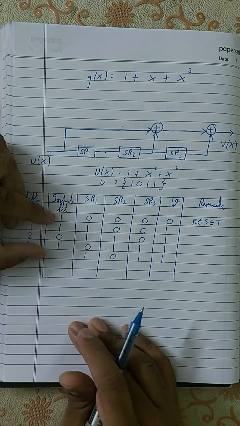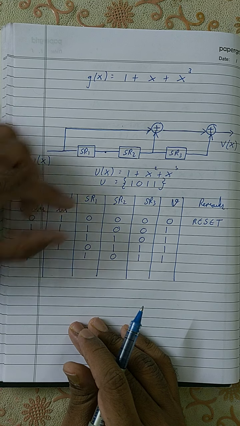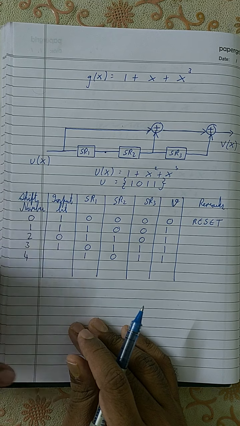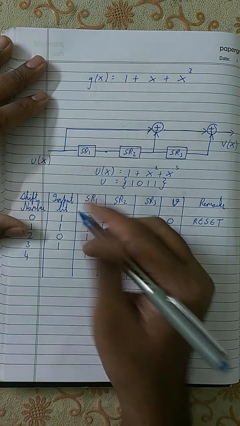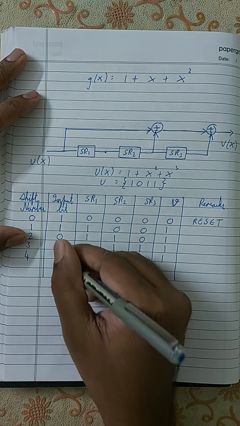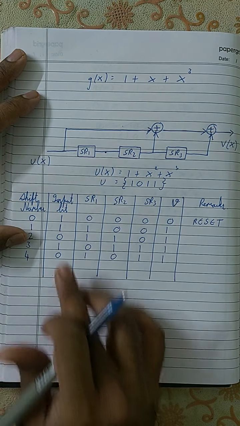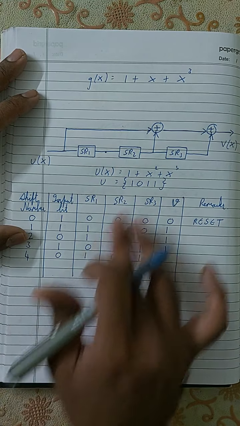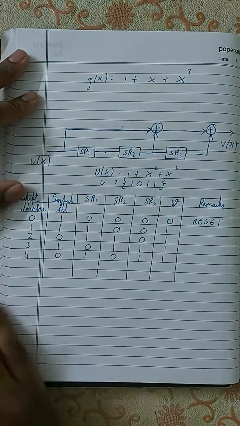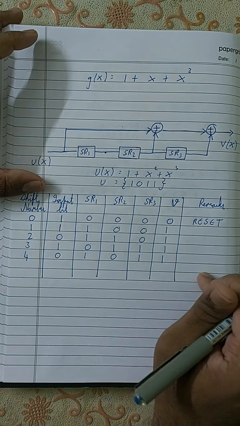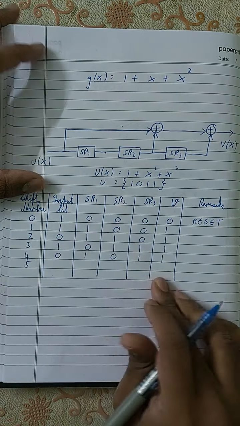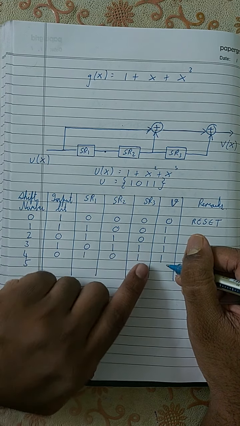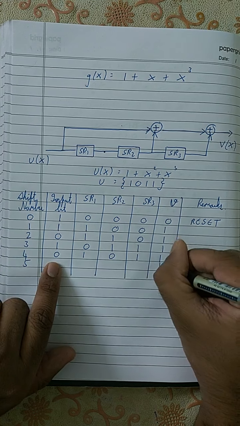And now, since you have already finished transmitting all the 4 bits, now you need to transmit all the zeros in order to flush out the remaining answers. So from here onwards the input bit will always be 0 only, because the purpose of sending zeros is to flush out the remaining answers from the shift registers. At the next clock cycle you will get SR3 plus SR2 plus input bit, which is nothing but 1 plus 0 plus 0, which is 1.